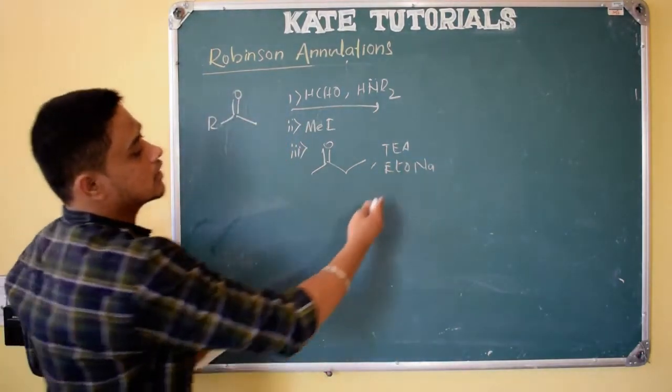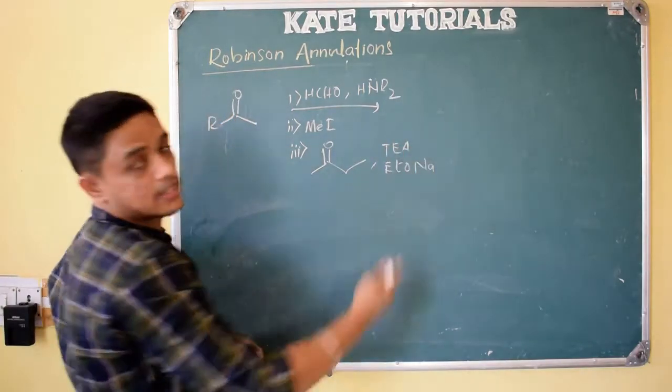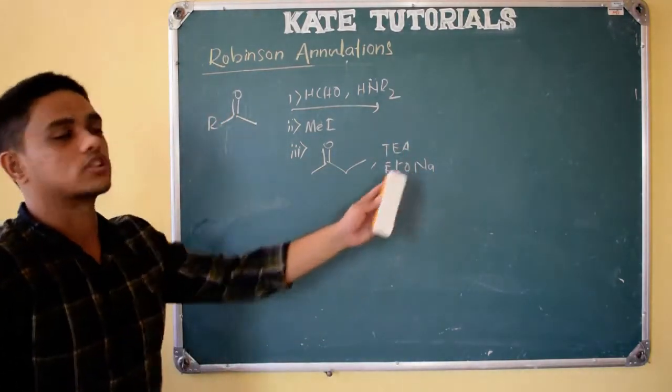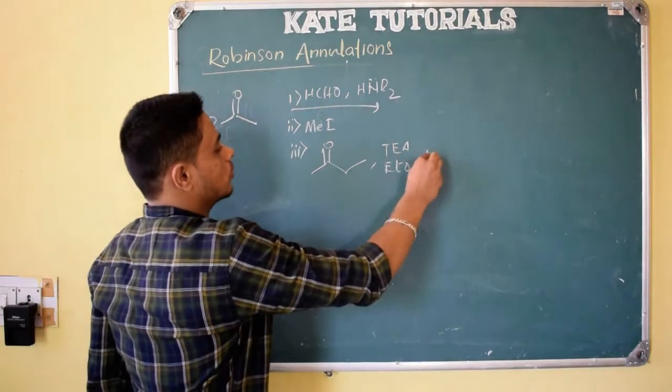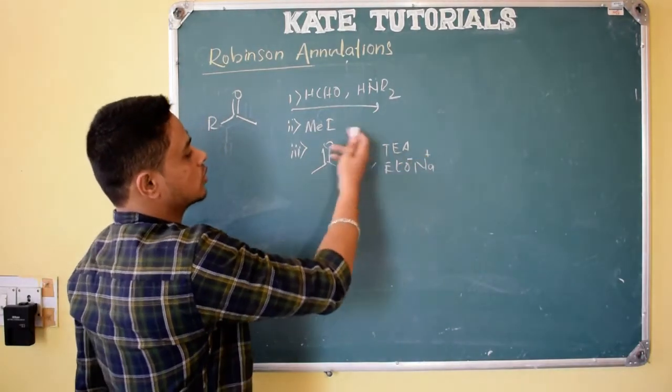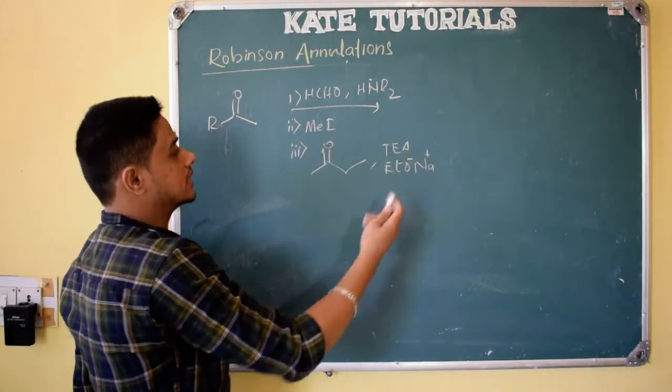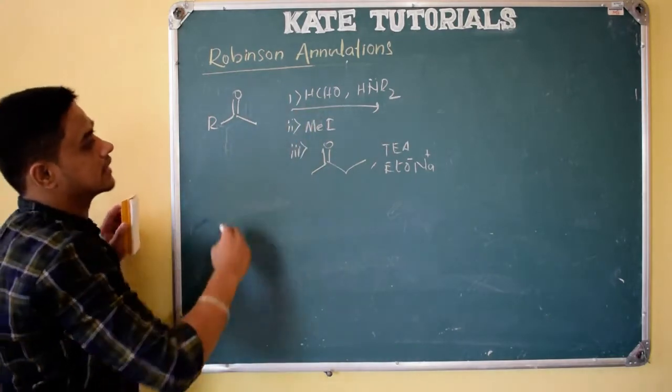This is nothing but ethanol, you know that H is replaced by sodium ethoxide, right? Na plus O minus, this acts as base. So this reaction is carried out in basic condition, right? So first reaction, what is this?